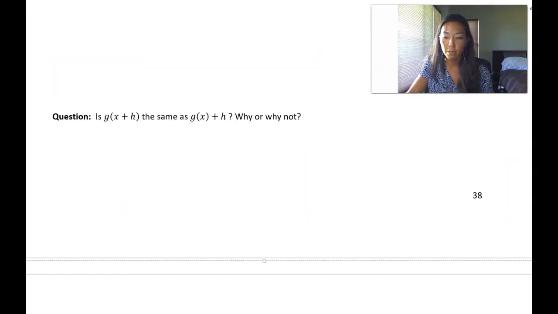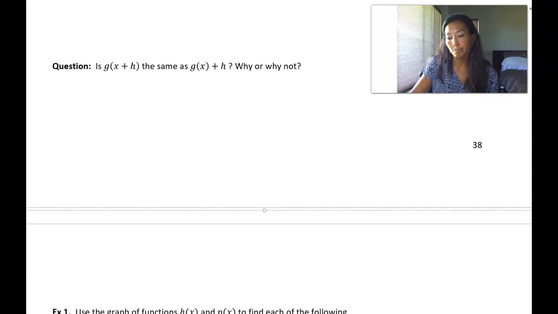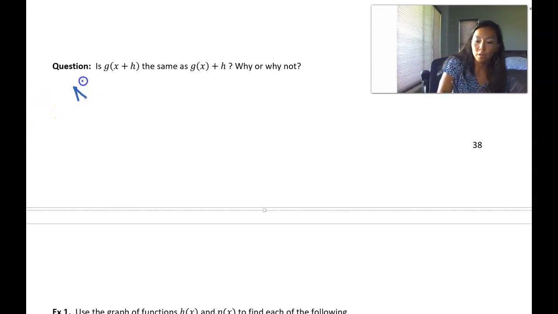Now the next question down below: is g of x plus h the same as g of x, plus h? It looks like it could be, but it is not. Sometimes it's true, especially if your g of x doesn't have any x in there. You can just add h after. But if it has x in there and it has multiple x's, like x being squared or x times 2, it's not going to be the same, because you have to multiply the h by that 2 as well, or you have to square the quantity x plus h. So no, they are not the same.